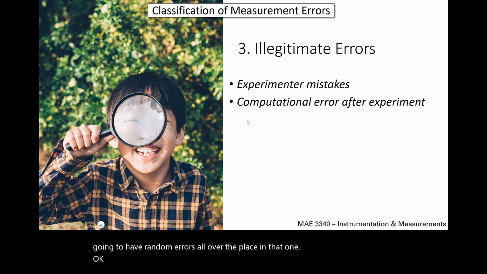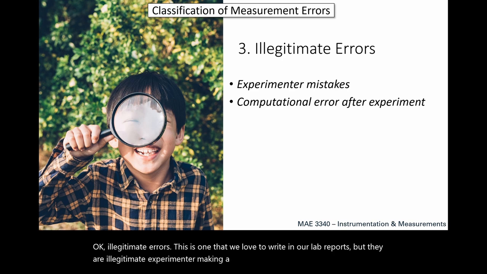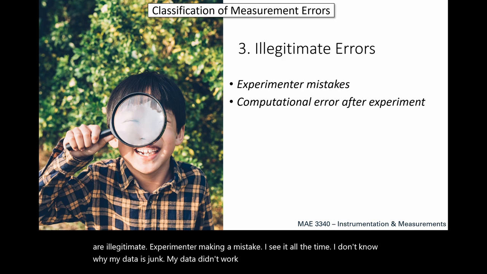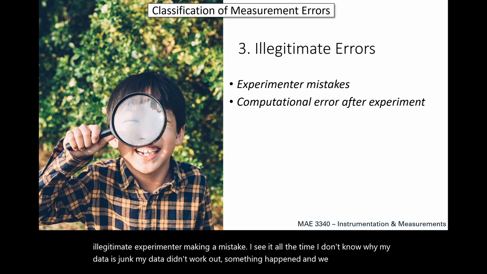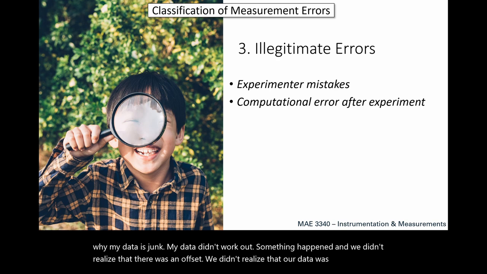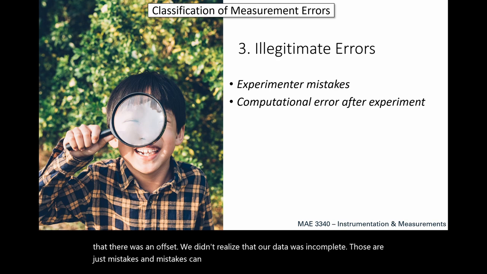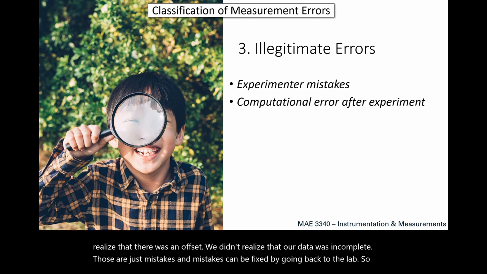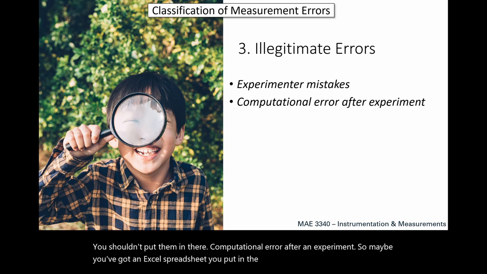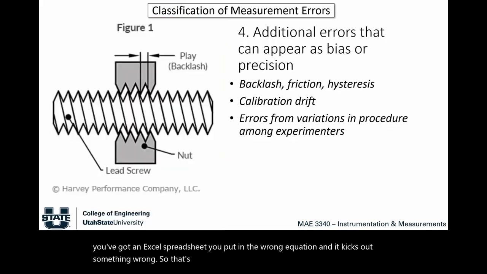Okay, illegitimate errors. This is one that we love to write in our lab reports, but they're illegitimate. The experimenter making a mistake. I see it all the time. I don't know why my data is junk. My data didn't work out. Something happened and we didn't realize that there was an offset. We didn't realize that our data was incomplete. Those are just mistakes, and mistakes can be fixed by going back to the lab. So illegitimate errors, you shouldn't put them in there. Computational error after an experiment. So maybe you've got it in an Excel spreadsheet, you put in the wrong equation and it kicks out something wrong. So that's just illegitimate.